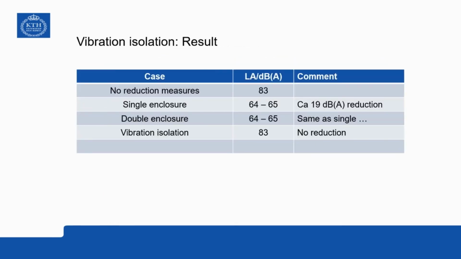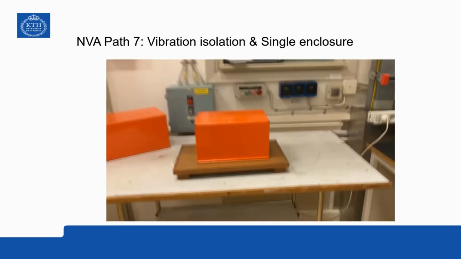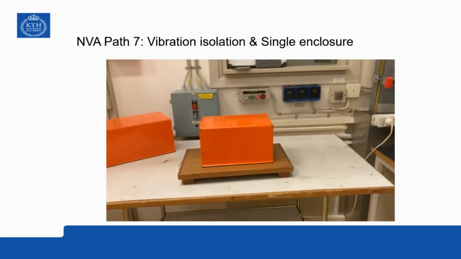So the vibration isolation in itself didn't change the sound pressure level at all at the observation point. So the next step now is to combine these two methods, vibration isolation and enclosures. So we try now to put the single enclosure upon the vibration isolated machine. And this is what we get then.